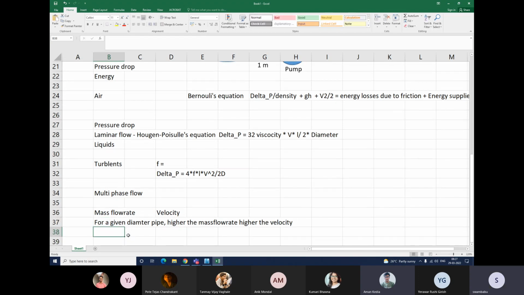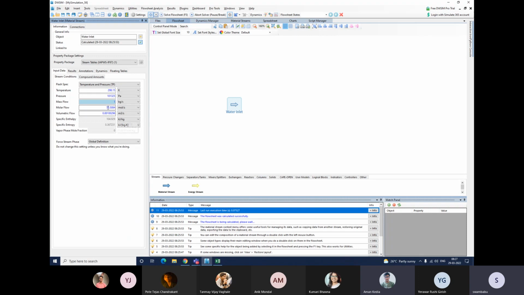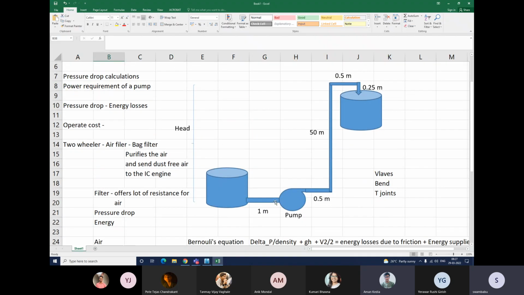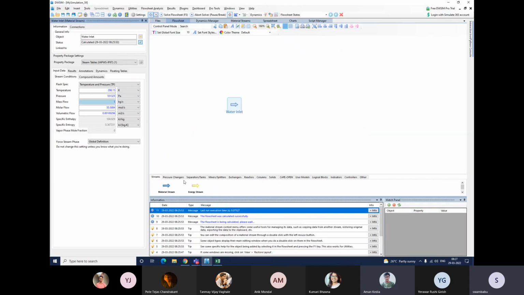So I'm keeping 1 kg per second, which is the default value here, but we can change it. So this is the feed water going into a 1 meter pipe.